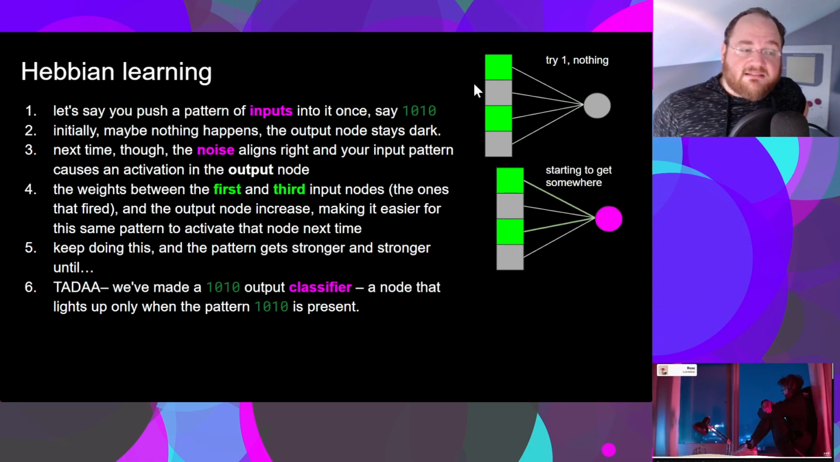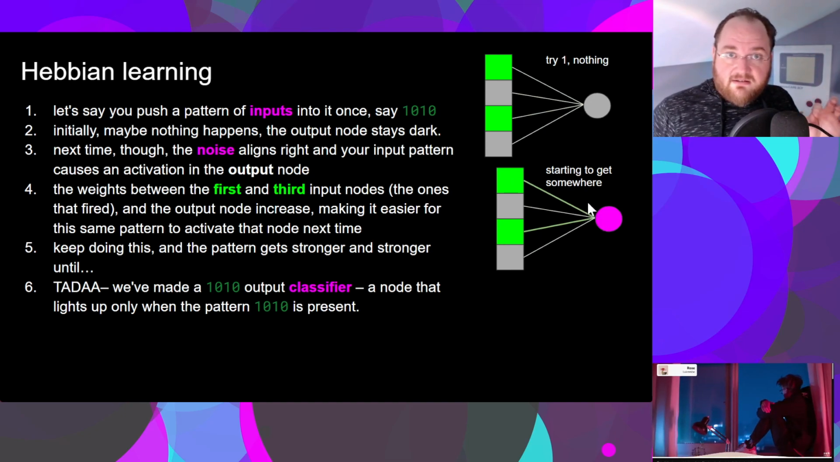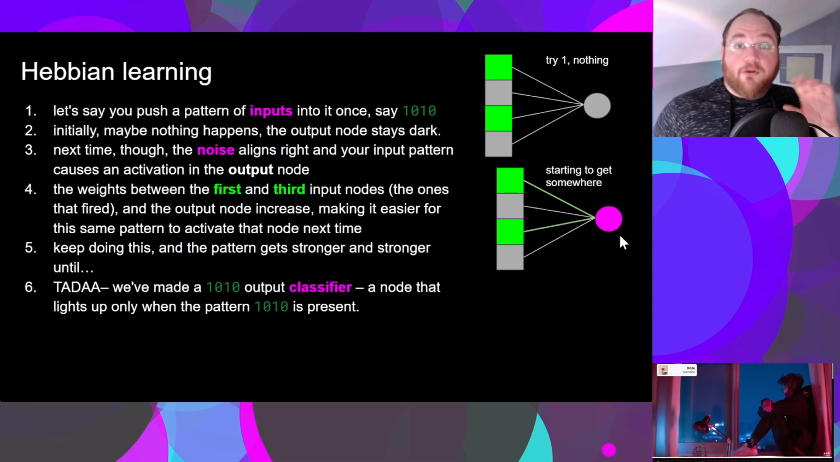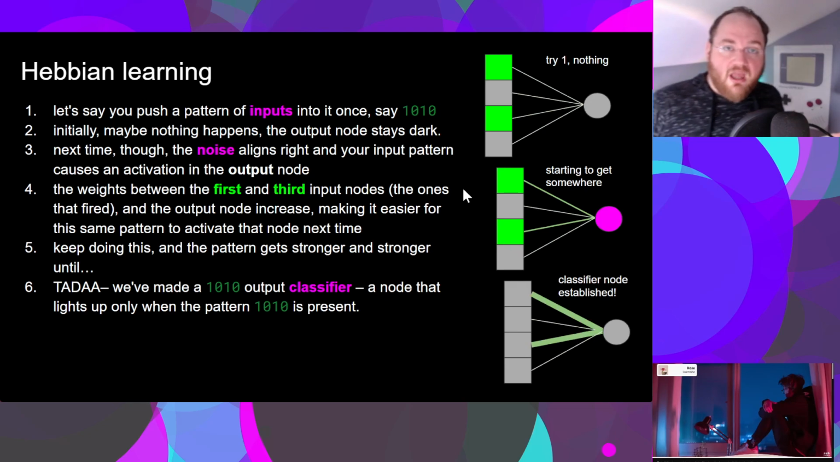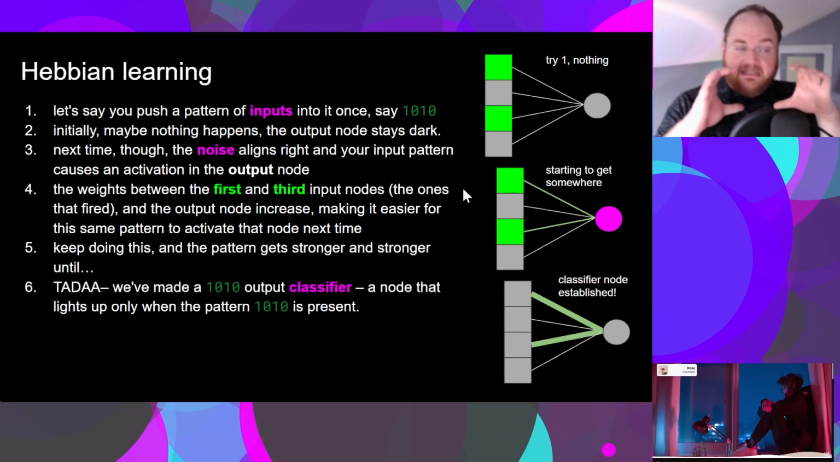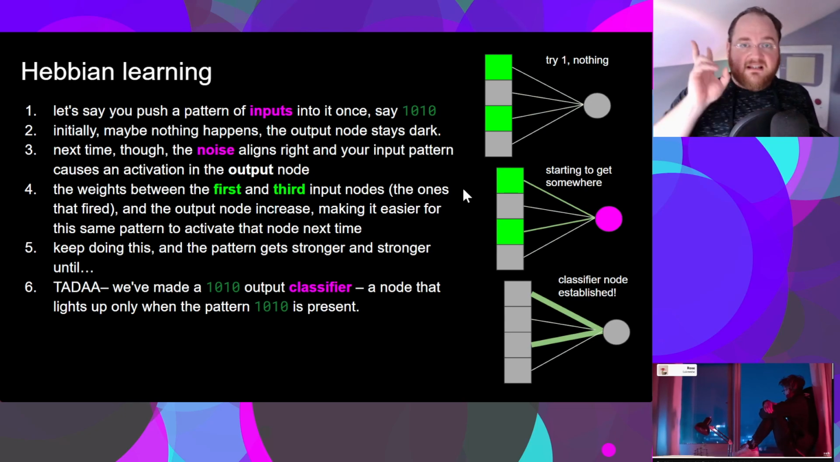Second try, we start to get somewhere. So we actually do the same kind of thing, and then the pattern lights up. So these two connections get a little bit strengthened, just a bit, right? And we keep going. Each time this output node lights up from this input pattern, it gets stronger and stronger until now we have a clean little classifier. This classifier is designed to detect 1010.